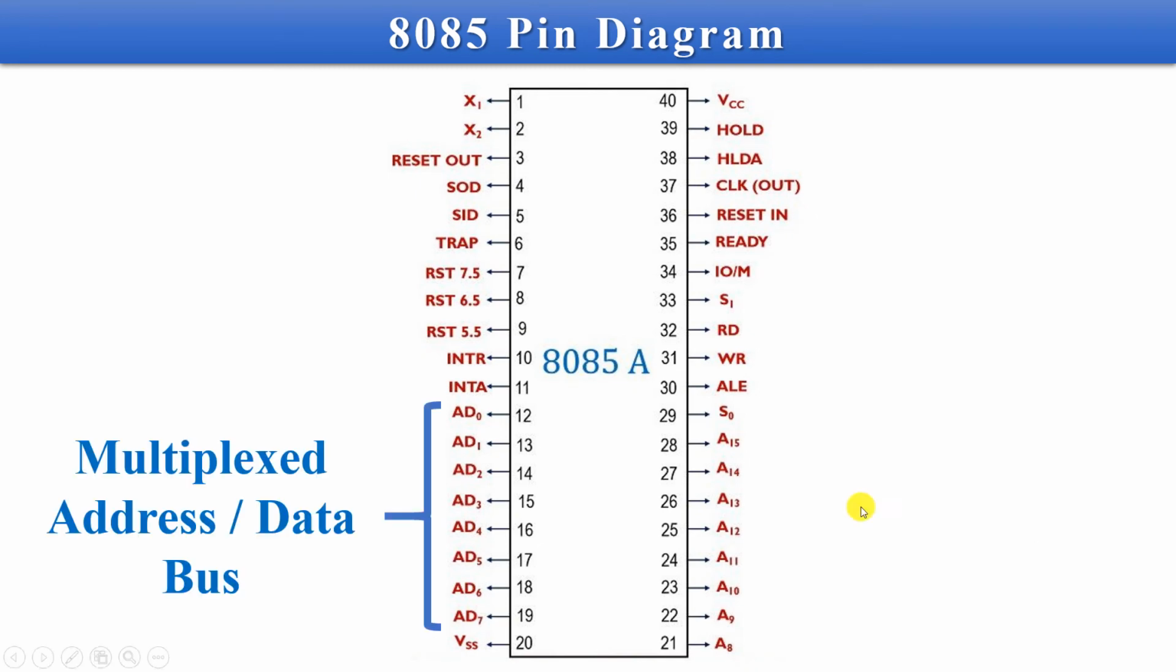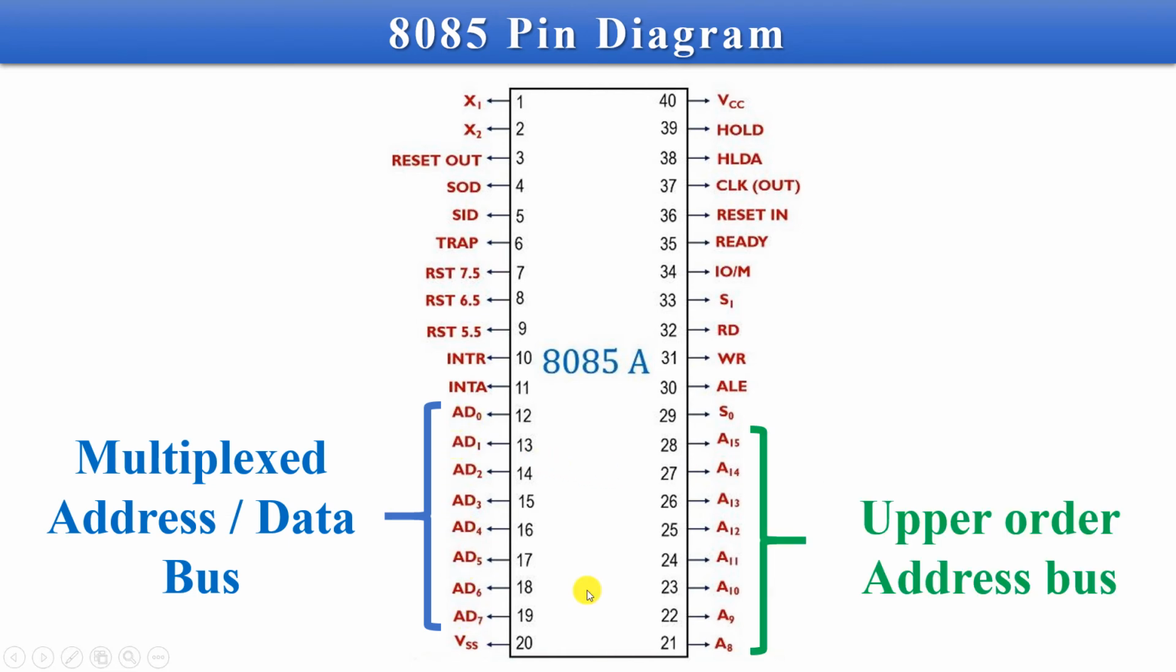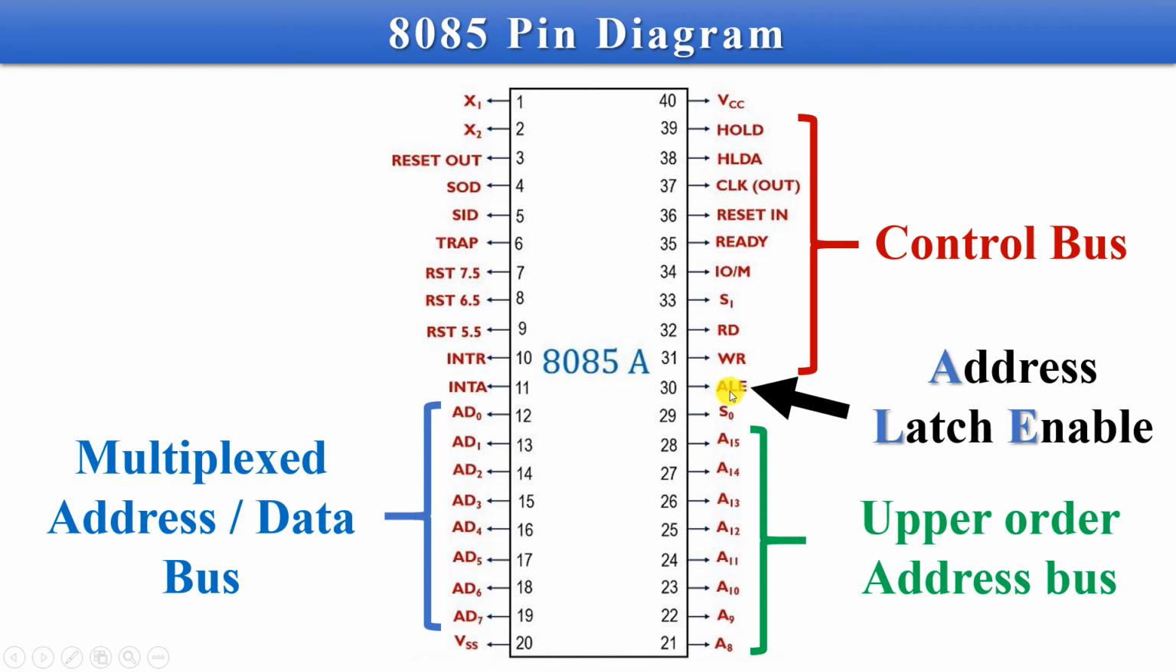So the lower order address data bus multiplexed, that is situated over here. The higher order, upper order address bus is situated over here. So AD0 to AD7 and A8 to A15, these are the address and data bus. Here we have the control bus, that is the control bus of 8085. Here there is a special signal called ALE. It is called address latch enable, and that pin will be used to demultiplex the address and data bus.